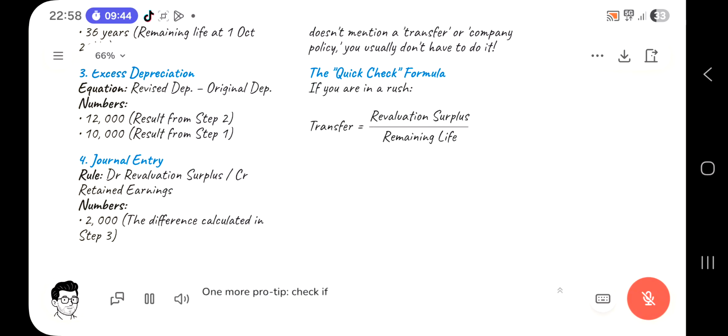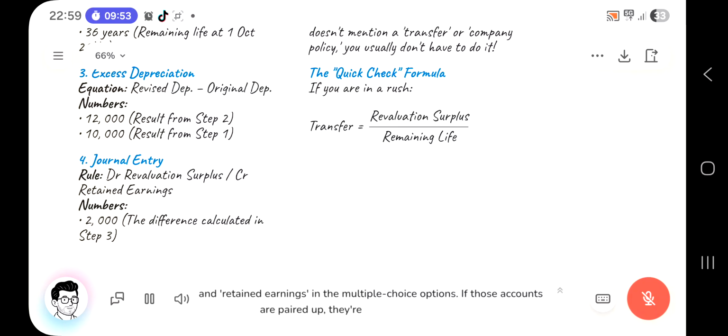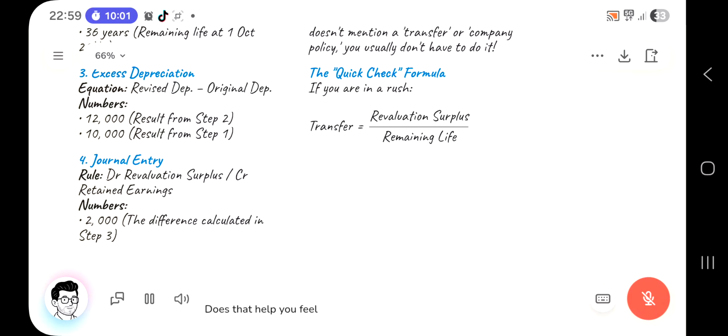One more pro tip. Check if the question mentions revaluation surplus and retained earnings in the multiple choice options. If those accounts are paired up, they're testing this specific rule. Does that help you feel more confident about spotting this on a test?